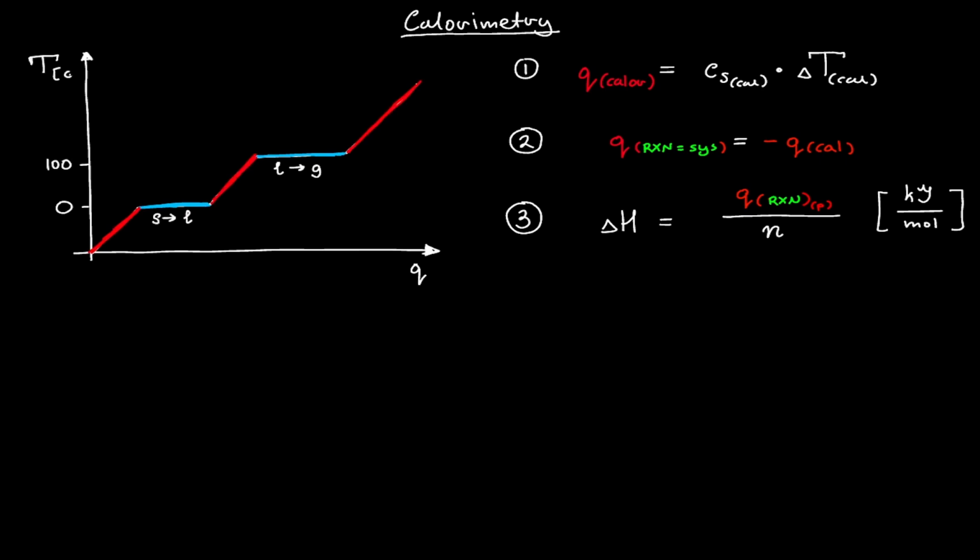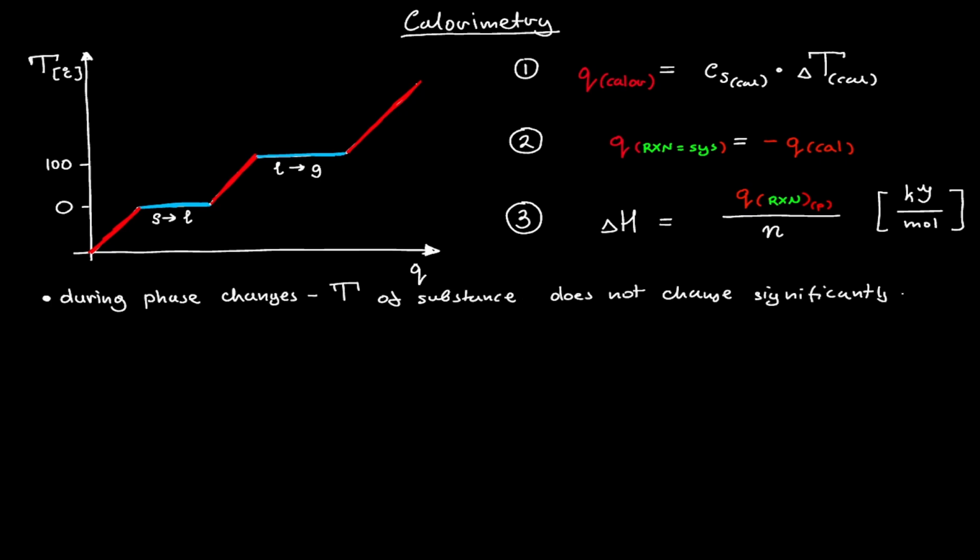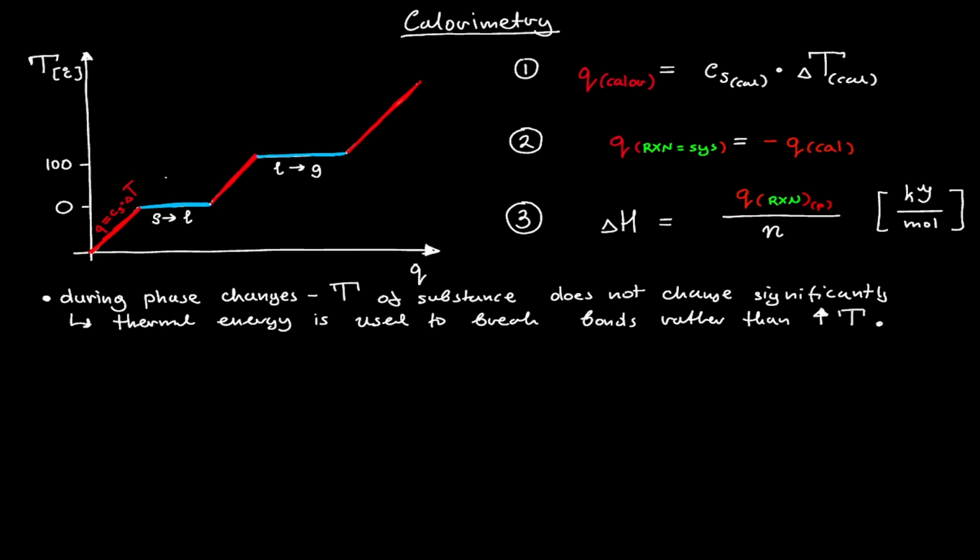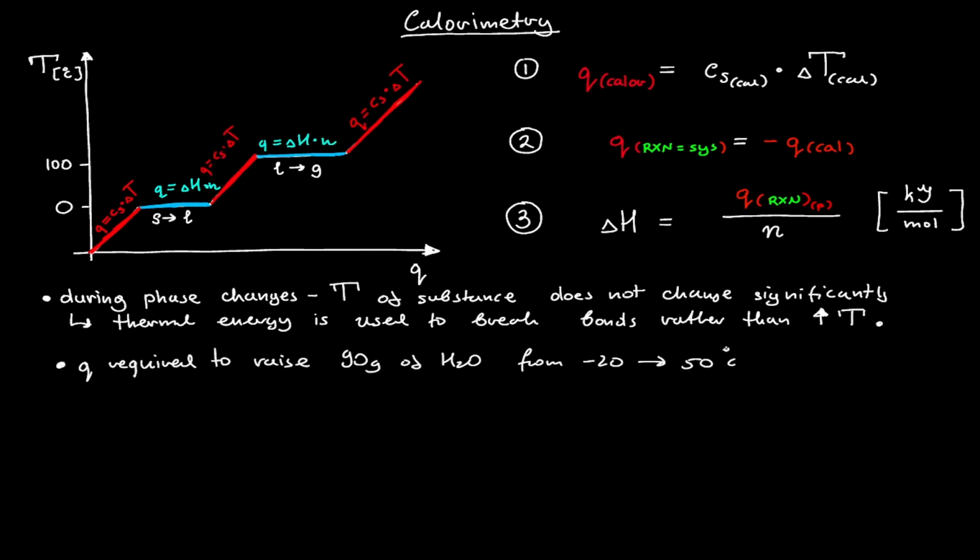Let's imagine that we want to calculate the amount of energy Q to raise 90 grams of water from minus 20 to 50 degrees. Because we go through those phase changes, we need to use different formulas each time. Because when we don't have delta T, we cannot use the first formula on the top. However, we can use the third one on the bottom. And that's what we are going to do right now.